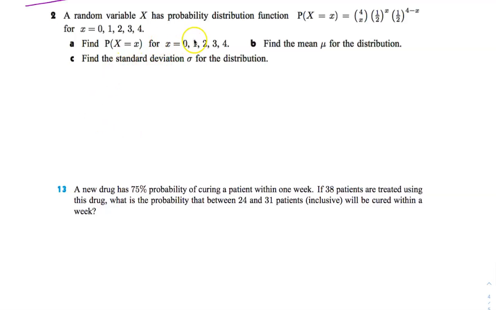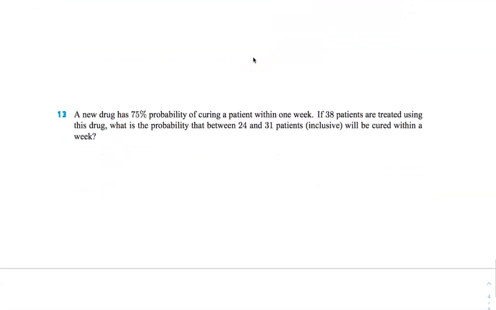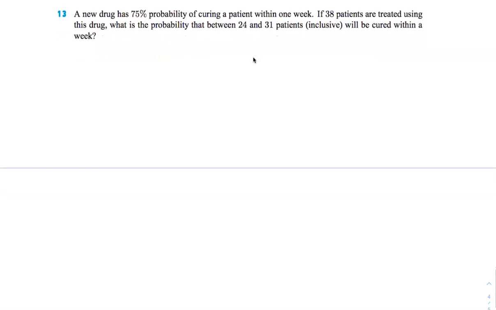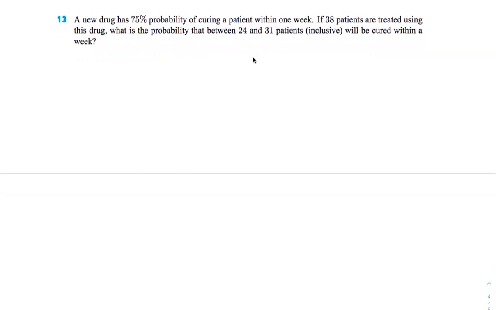This is much like the last one. It's actually way more just a review of another thing. So I'm going to skip that. What's the last one? A new drug has 75% probability of curing a patient within 1 week. So that's probability is 0.75. If 38 patients are treated using the drug, what is the probability that between 24 and 31 patients inclusive will be cured within a week?